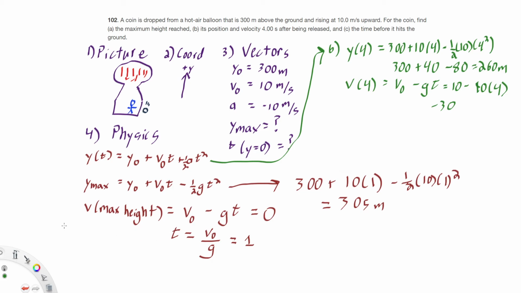One last bit, and here I'm actually going to need some space, so we're going to go to a new layer. The last part of the question asks how long before it hits the ground. So here, use our same kinematic equation, y equals y naught plus v naught t plus 1/2 at squared. If it hits the ground, though, that means the height is 0.